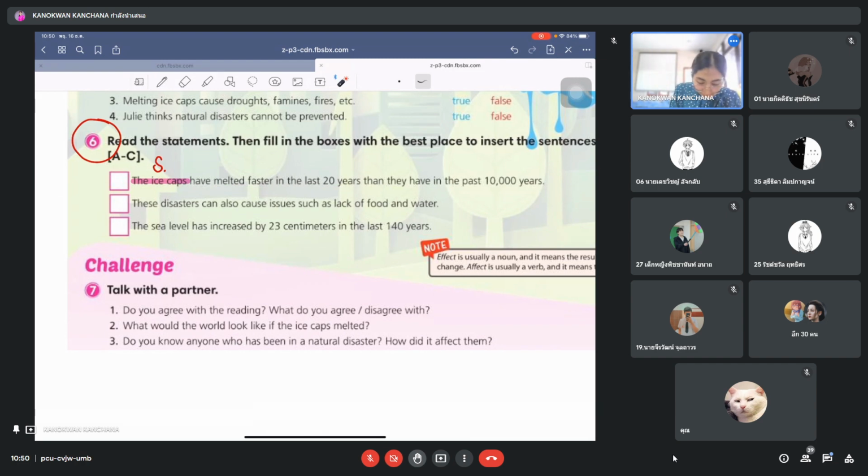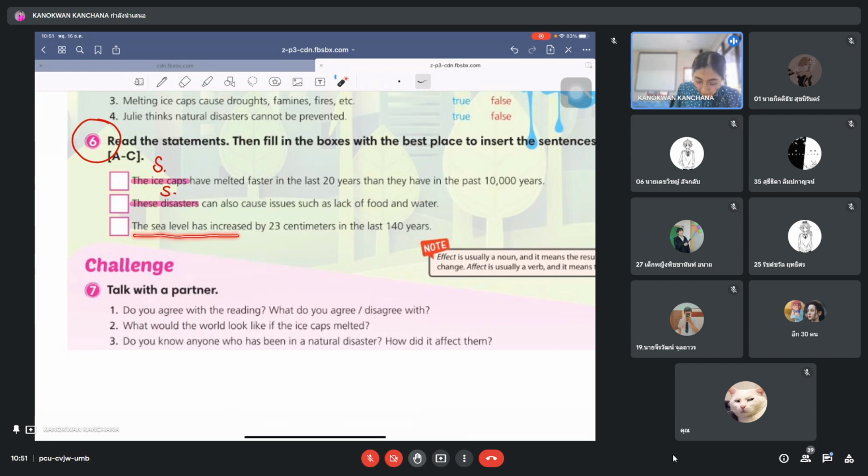Number 2: These disasters can also cause issues such as lack of food and water. In this part, everyone, we're not going to look at the meaning, but we're going to find the best way to help you when you do the exam or the test. In this one, these disasters is the subject. So please underline or highlight the words these disasters.